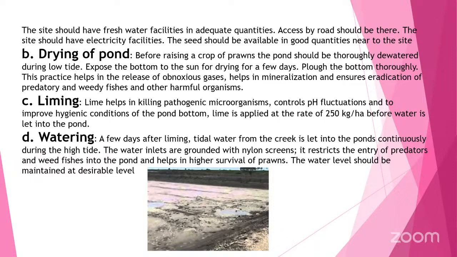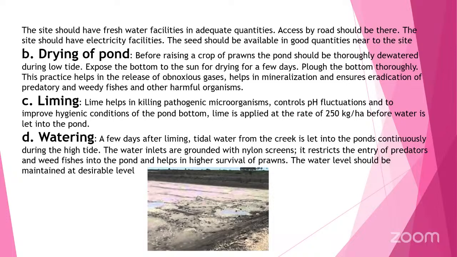Next is drying of the pond. Before raising a crop of prawns, the pond should be thoroughly dewatered during low tide. Expose the bottom to the sun for drying for a few days. Plow the bottom thoroughly. This practice helps in the release of obnoxious gases, helps in mineralization, and ensures eradication of predatory and weedy fishes and other harmful organisms.